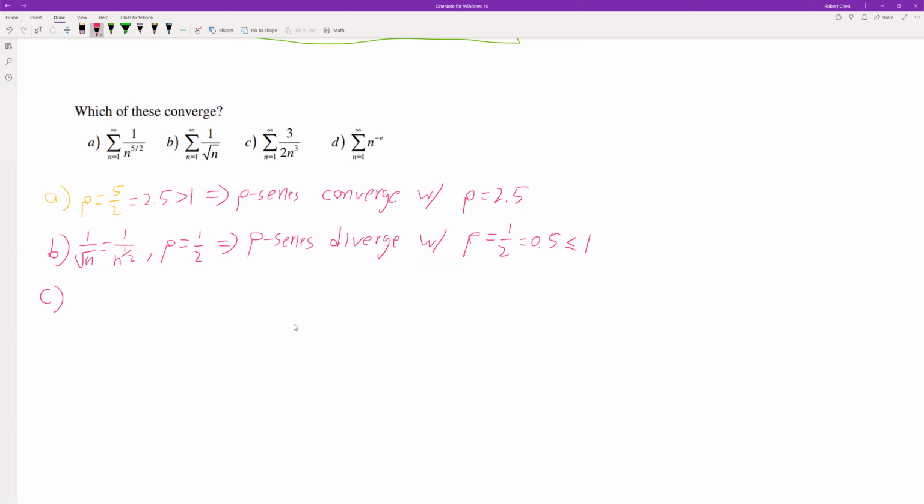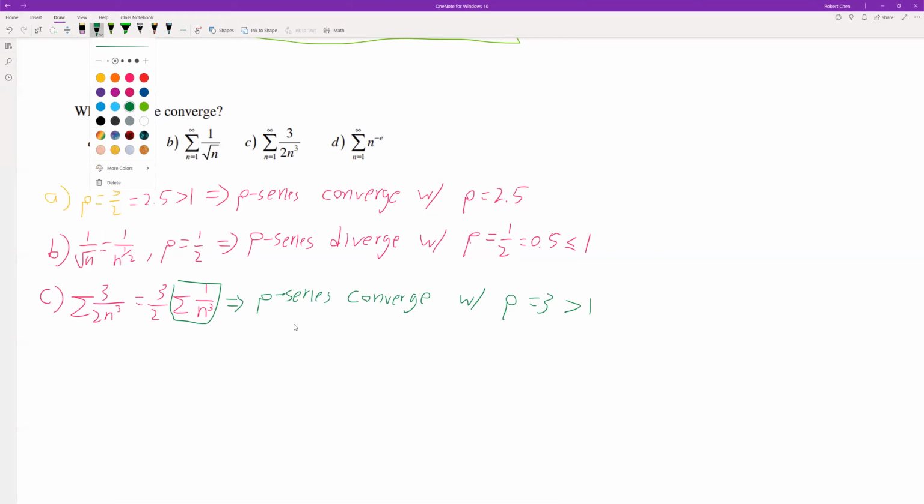Part C, now this is a little different, right? We have the 3 and the 2. Now notice that they are still constant, so we can actually bring out the constant like this. Bring out the constant of the infinite series. And then now inside we have a p series with p equal to 3, right? So p series converge with p equal to 3, which is greater than 1.